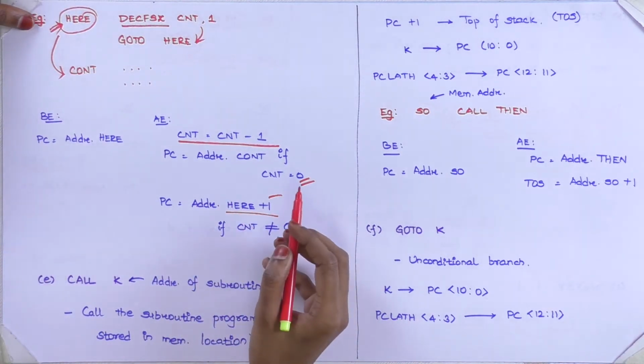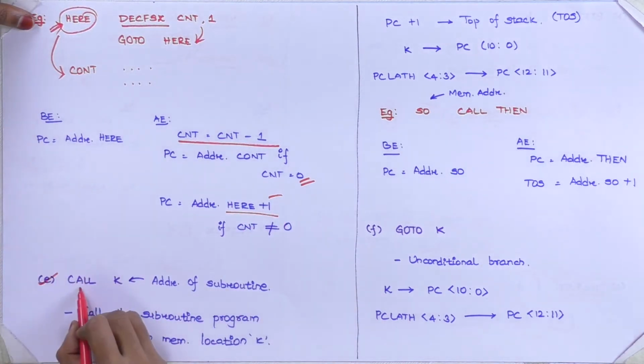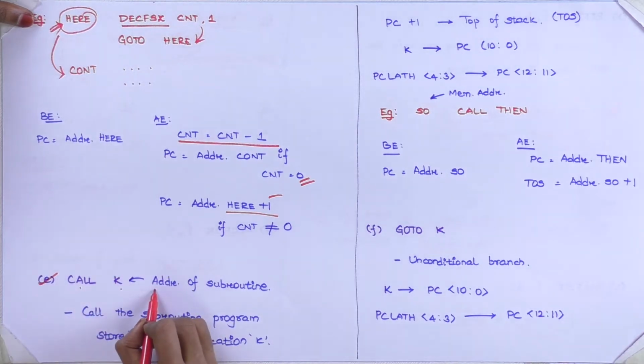Fine. Okay. The next instruction is call K. K is nothing but the address of a subroutine. If you want to execute a set of programs which is stored in another location, we can use this call instruction. Those kinds of programs are called subroutines. If you want to execute a subroutine which is stored in another memory location, you can use this call instruction to jump from one memory location to another.